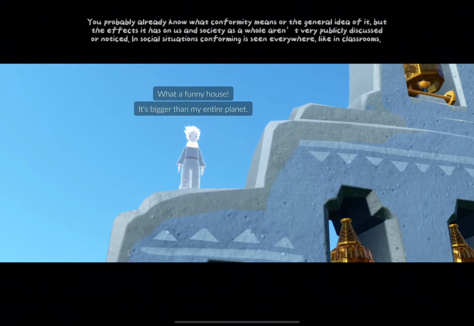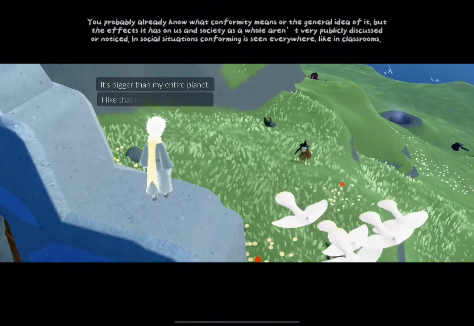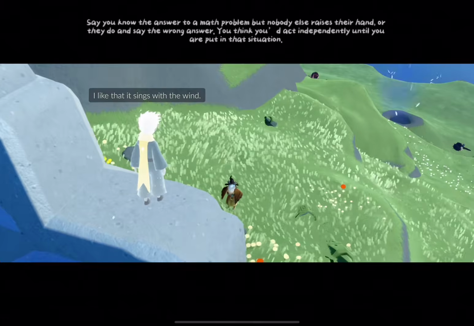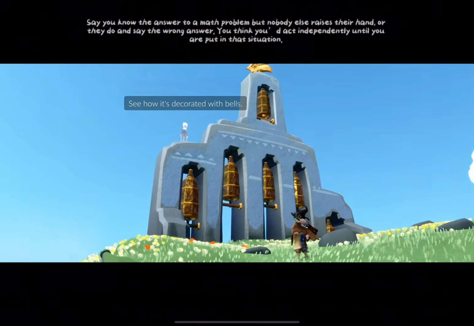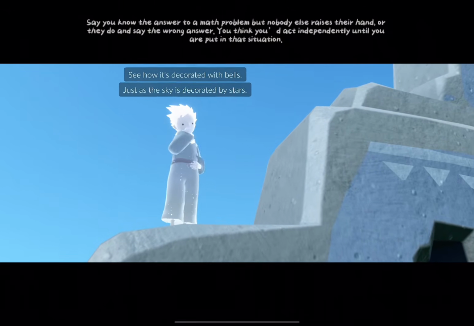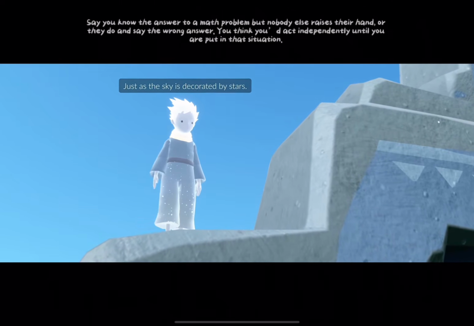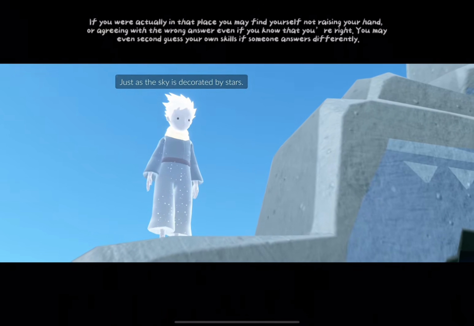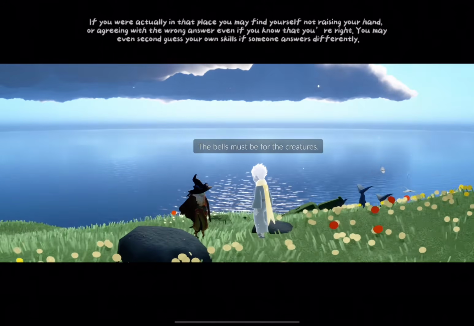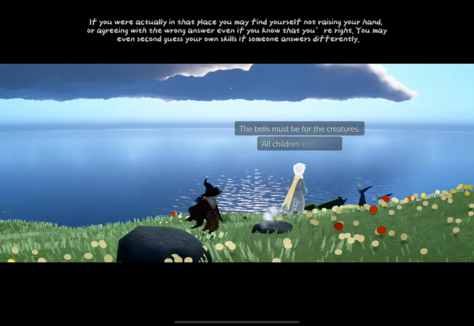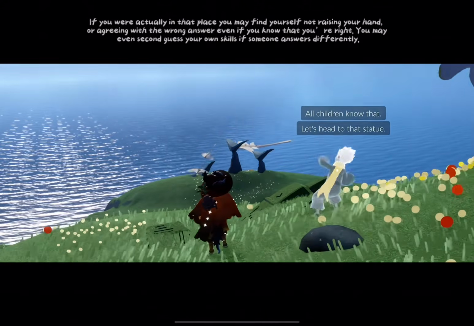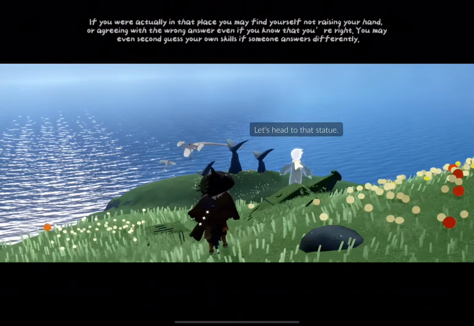In social situations, conforming is seen everywhere, like in classrooms. Say you know the answer to a math problem, but nobody else raises their hand, or they do and say the wrong answer. You think you'd act independently until you are put in that situation. If you were actually in that place, you may find yourself not raising your hand or agreeing with the wrong answer, even if you know that you're right. You may even second-guess your own skills if someone answers differently.